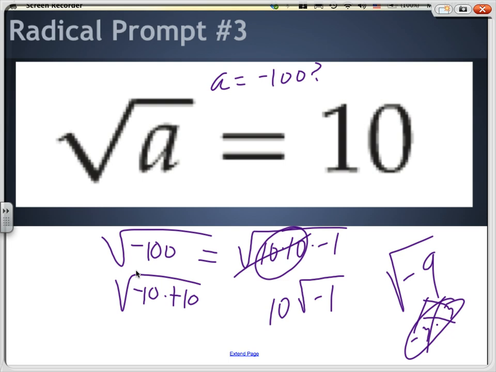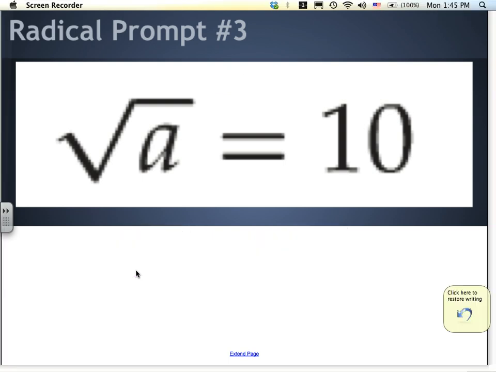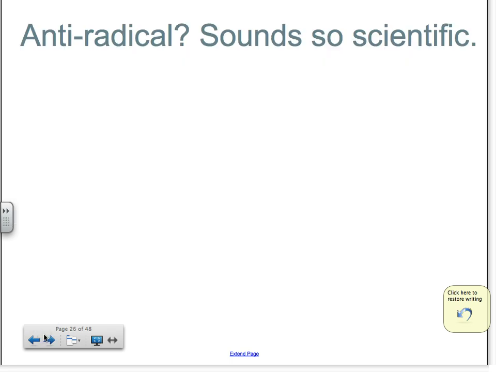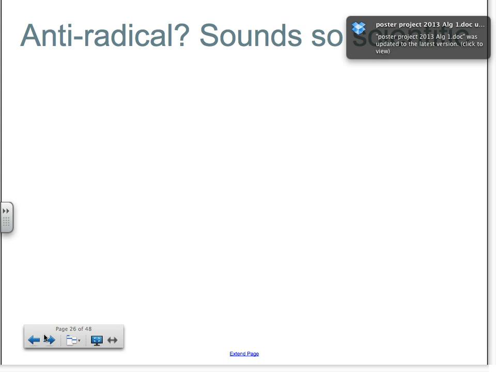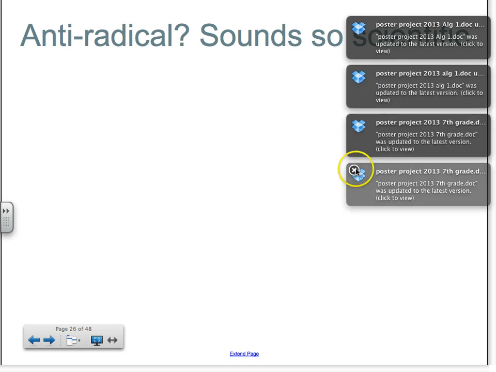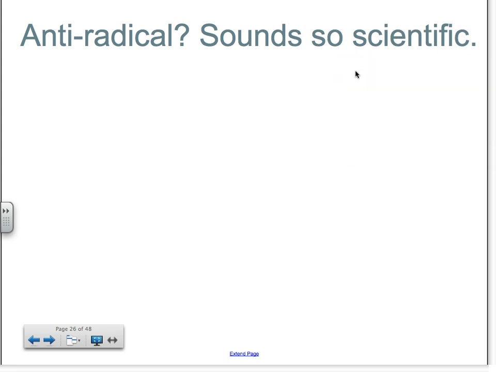All right, so we know that A is 100. Let's move on to the concept for today. Just one concept anyway. I think it's going to be a quick one. And here it is: anti-radical. I said it sounds so scientific. Now, what am I talking about? Anti-radical. Well, just think about this.